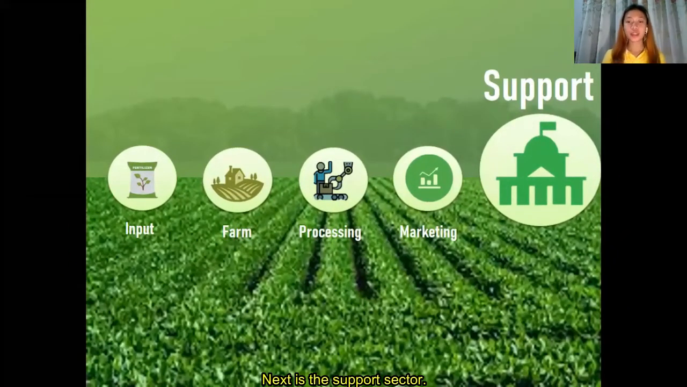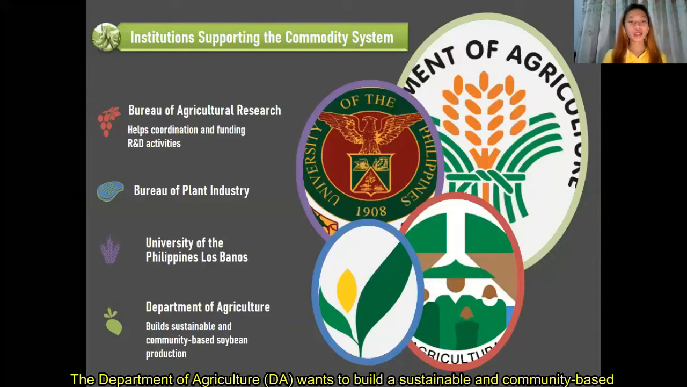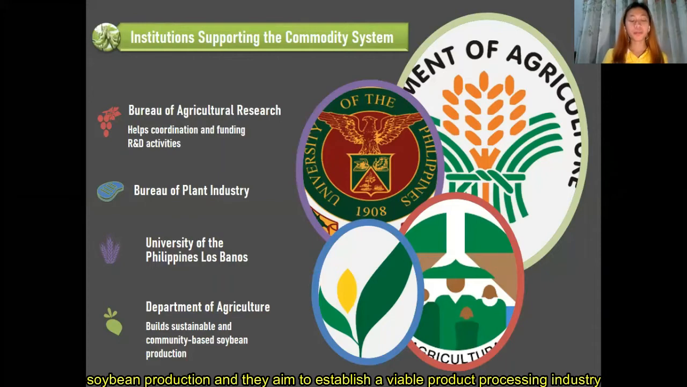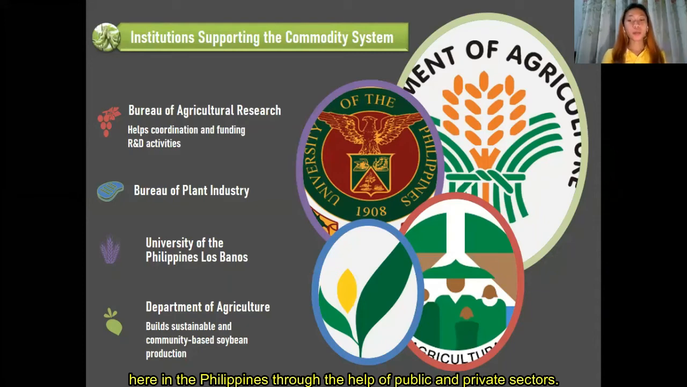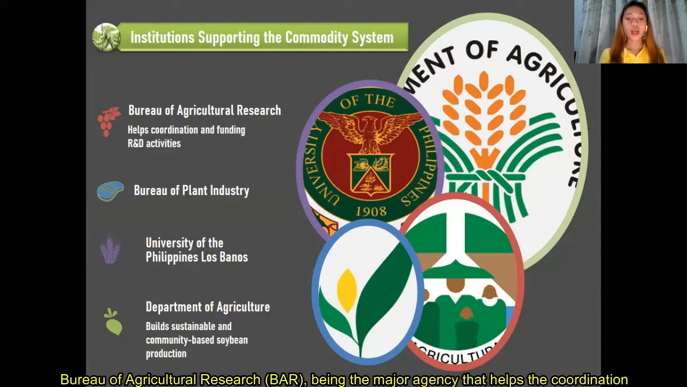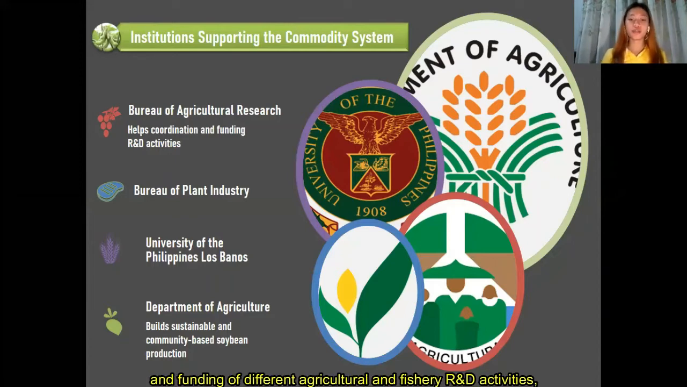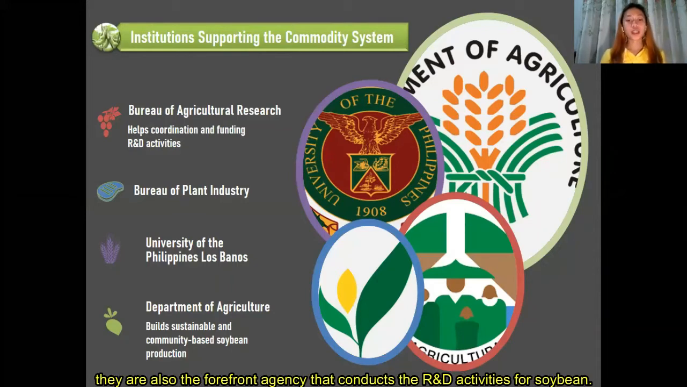Next is the support sector. The Department of Agriculture wants to build a sustainable and community-based soybean production, and they aim to establish a viable product processing industry here in the Philippines. Through the help of public and private sectors, the Bureau of Agricultural Research is the major agency that helps the coordination and funding of different agricultural and fishery research and development activities. They are also the forefront agency that conducts the R&D activities for soybean.